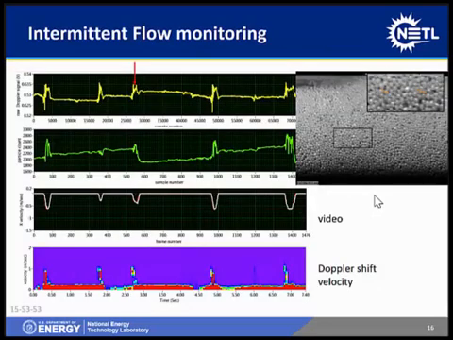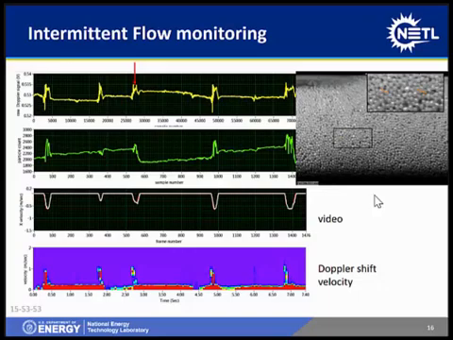And here is one of them. Okay, up at the top is the raw Doppler signal. You see those blips that correspond to the intermittent motion. This is the total particle number as a function of time. That total particle number is nearly constant in between these flow events, and then it changes during those flow events.